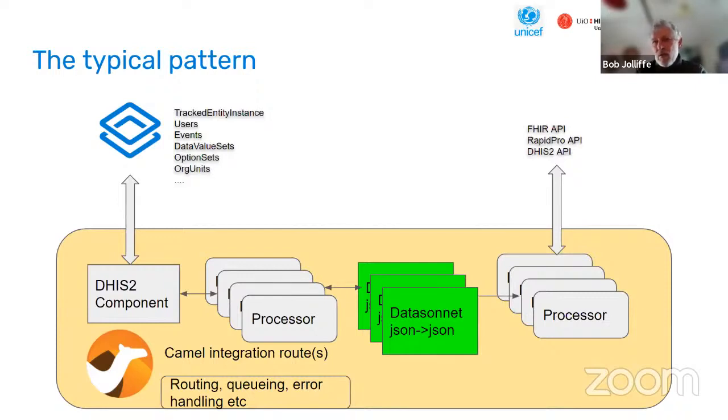And then through the use of different processes and transformations, we can translate items from our data model into formats and API calls that can be connected to various other systems. A big focus is, for example, interacting with FHIR APIs. In this case, we talk about interacting with a RapidPro API. A very important use case, in fact, is interacting with other DHIS2 instances, so DHIS2 with the DHIS2 API.